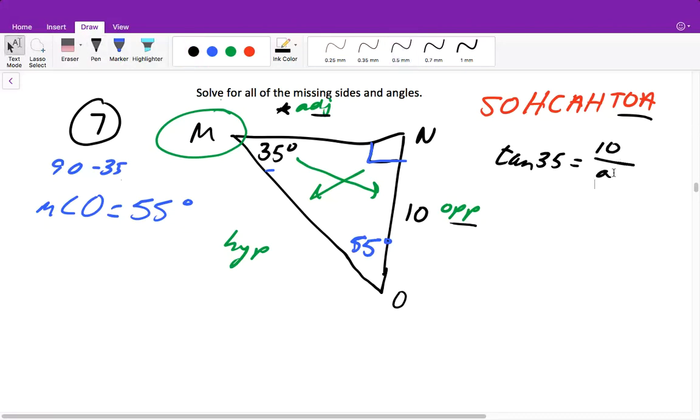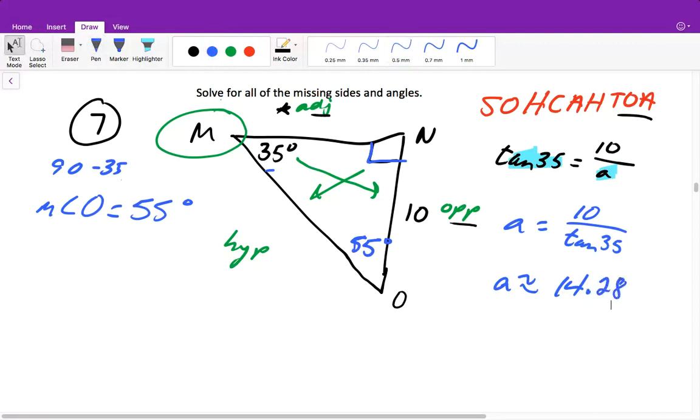Anytime that we have our variable that we're solving for in our denominator, remember I told you that you can switch it with your trigonometry. I showed you why. I showed you how it works algebraically. We will then get A is equal to 10 over tangent of 35. And this will give us approximately 14.28, because you're rounding to the second decimal place.